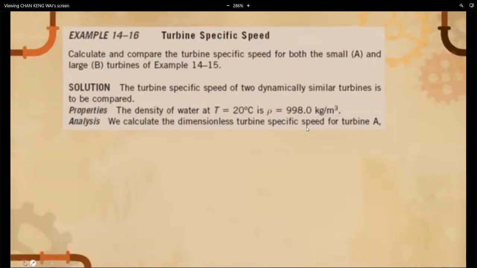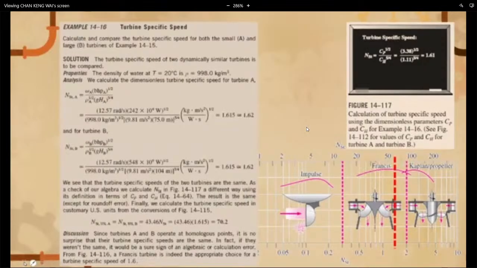Okay, so let's check on one example. We need to calculate and compare the turbine specific speed for both turbines, the A and the B turbine, from example 14.15. So we will check on the specific speed. We already have all the calculations from above.